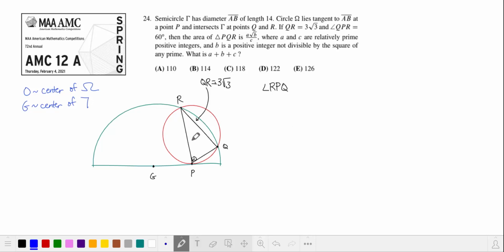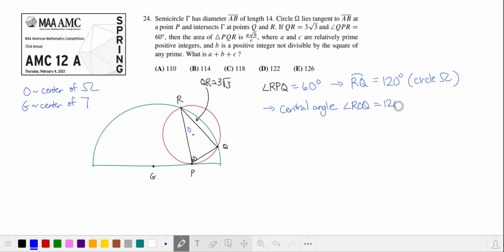We have angle RPQ is 60 degrees. So that means that arc Q on circle omega is a 120-degree arc. If we have O as the center of circle omega, then angle ROQ is the central angle of that circle, and it's also 120 degrees.